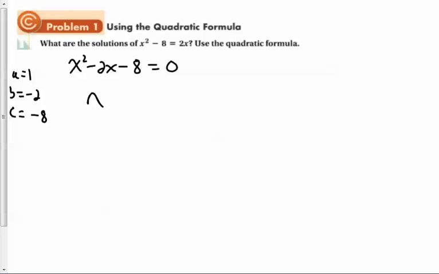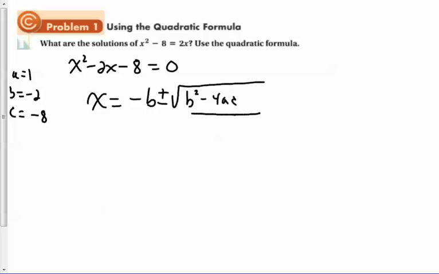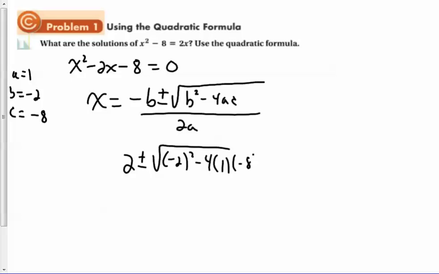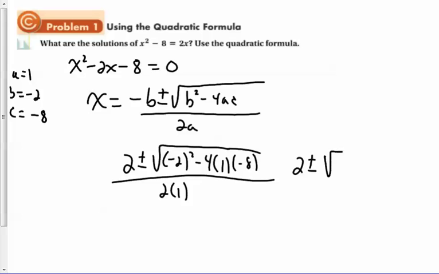To get the quadratic formula, I go x equals negative b plus or minus the square root of b squared minus 4ac all over 2a. And then I just input these numbers. So negative b, or opposite b, is 2, plus or minus the square root of negative 2 squared minus 4 times 1 times negative 8, all over 2 times 1. When you go through this, you get 2 plus and minus the square root of 4, and then 4 times 8 is 32, so 4 plus 32, all over 2.